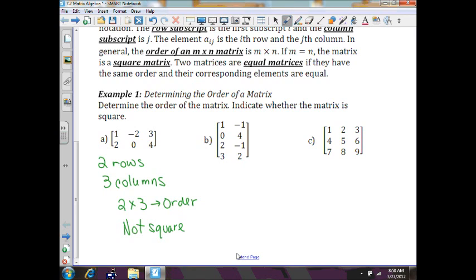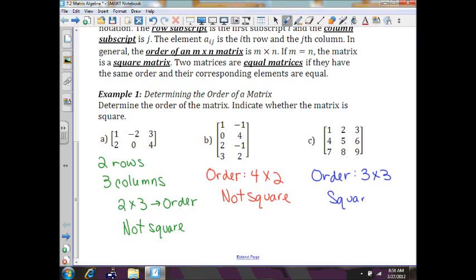Now the order in B, there are 4 rows, 2 columns. So the order is a 4 by 2, again, this is not square. In letter C, the order would be 3 rows by 3 columns, so this is a square matrix.